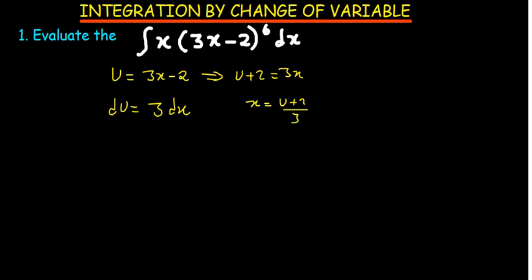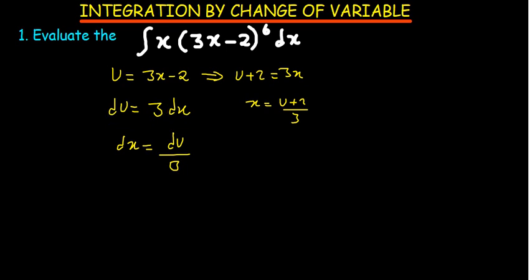And so this is what we're going to do. We're going to go on and replace in that function, and at the same time let me make dx the subject of the formula. That is going to be du divided by 3. I'm simply dividing both sides by 3. dx will remain alone, and so the 3 will come down there.